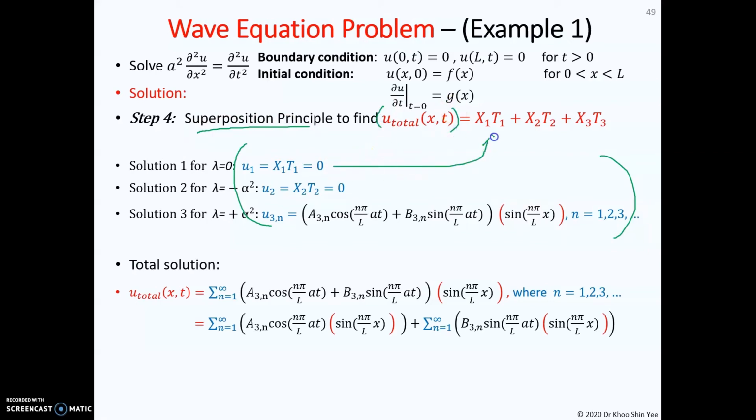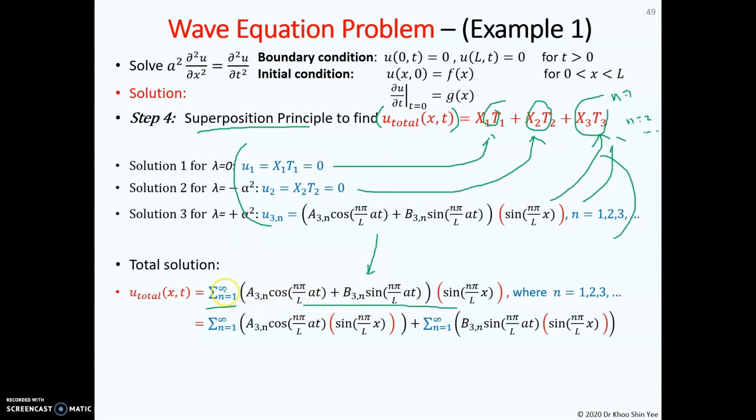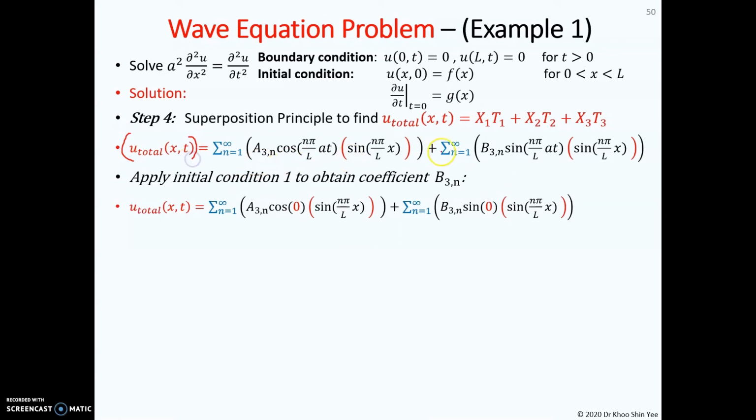So you substitute the solution for the first case, the solution for the second case, the solution for the third case for n equal to 1, the solution for the third case for n equal to 2, and so on. So you will obtain the summation of this solution from n equal to 1 to infinity. And you can multiply the sine term inside and expand it to obtain the sine cos component and sine component. This is the total PDE solution after you apply the superposition principle.